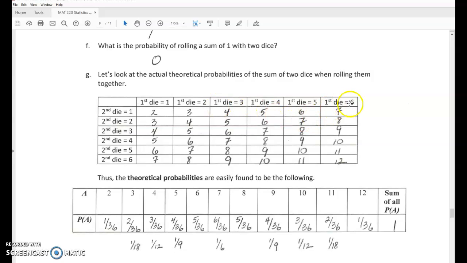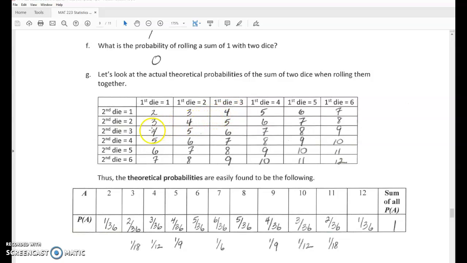Now, the easiest way to think about it is 6 on the first and 6 on the other. So 6 times 6 is 36 possible ways that these sums can happen. Only one of those 36 gets you a 2, where the first die has a 1 and the second die has a 1. So 1 out of 36. To get a 3, there are two ways you can get a 3. Either the first die has a 2 and the second die has a 1, or the first die has a 1 and the second die has a 2. So there are two ways to get 3. So 2 out of 36 is 1/18.